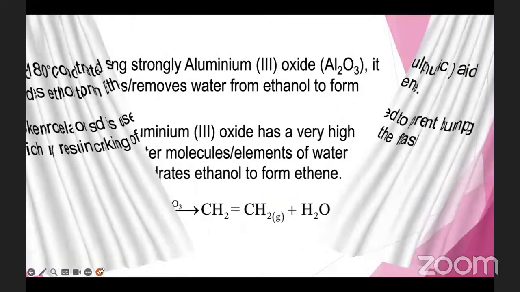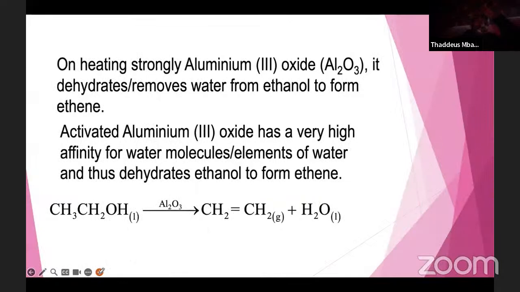Remember, we can also dehydrate using aluminum oxide. It dehydrates ethanol to form ethene. But this one requires a temperature of 300 degrees Celsius. So dehydrating using aluminum oxide takes place at a temperature of 300 degrees Celsius.